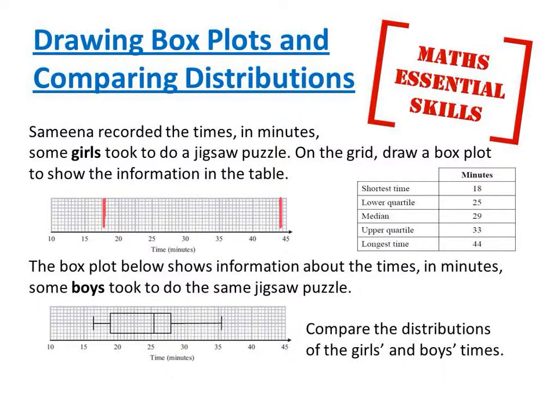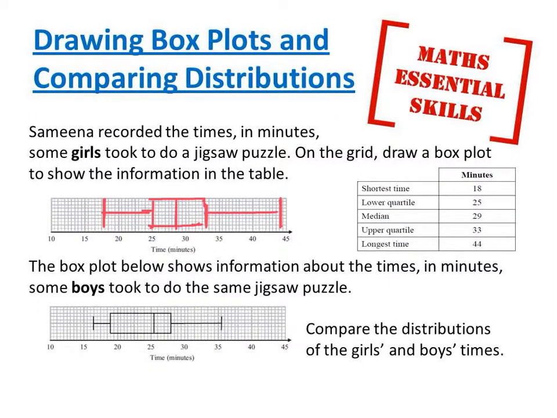My median is 29. My lower quartile is 25. My upper quartile is 33. Again, just be careful with your scale here. And finally, to get the marks, we'll convert it into a box with the whiskers. And that would be my full mark box plot.